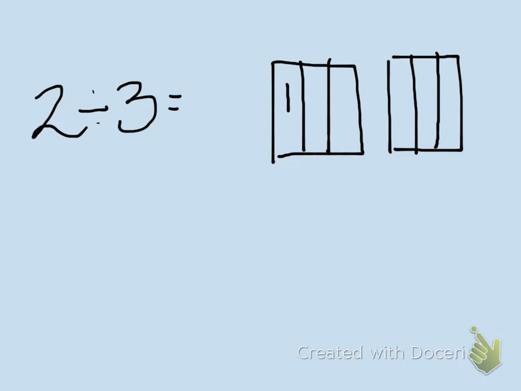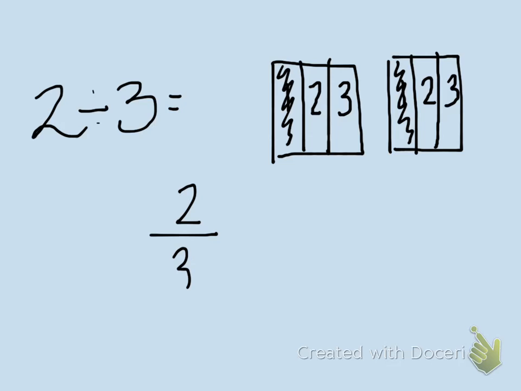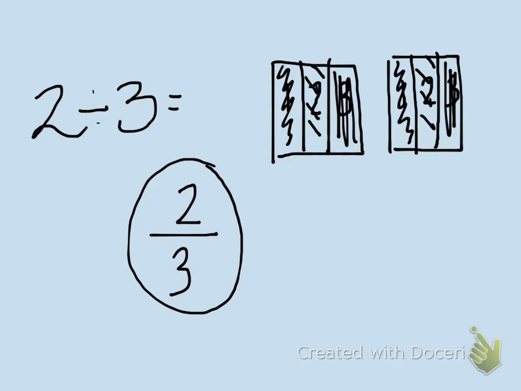Person number 1 would get the first third. Person number 2 would get the second third. Person number 3 would get the third third. And I would repeat the process for each one. So person number 1 gets 2/3 of a cracker. Person number 2 would also get 2/3. And person number 3 would also get 2 of the thirds. So we can rewrite 2 divided by 3 as 2/3.